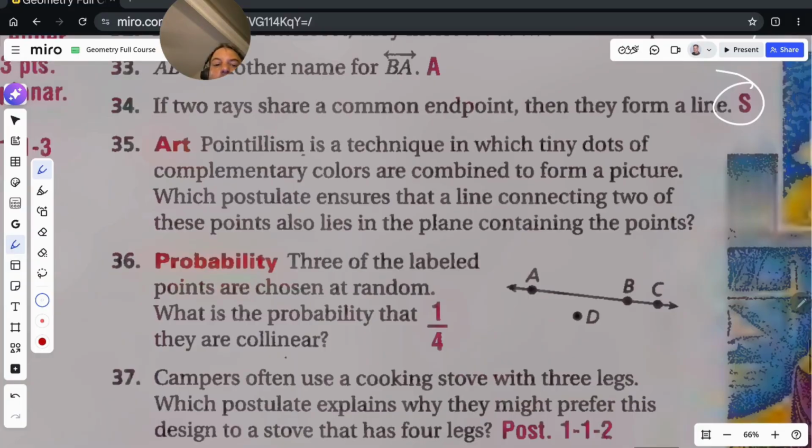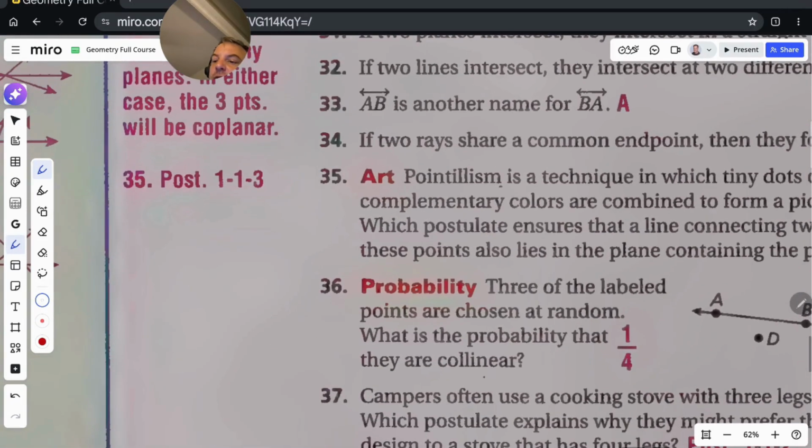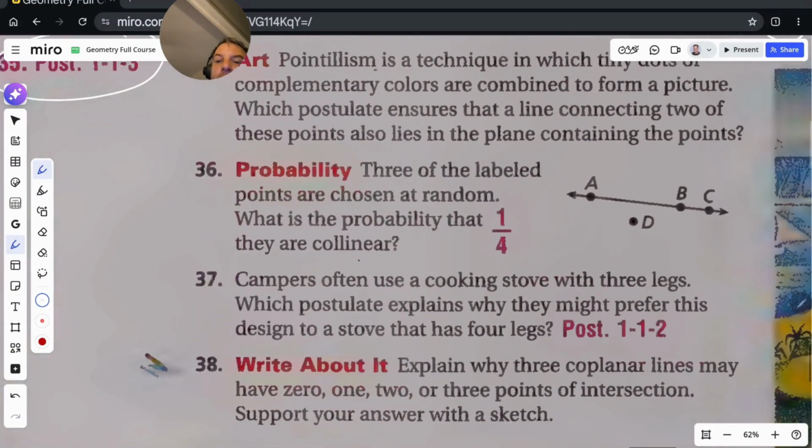35. Art. Pointillism is a technique in which tiny dots of complementary colors are combined to form a picture. Which postulate ensures that a line connecting two of these points also lies in the plane containing the points? Or in other words, the canvas. So this is postulate 113. If 2 points lie in a plane, the line through them lies in that plane. Postulate 113.